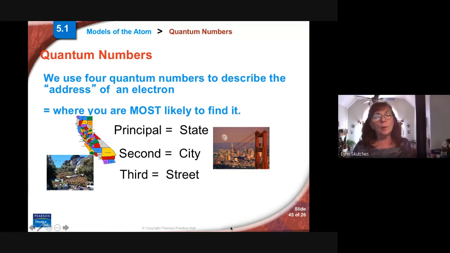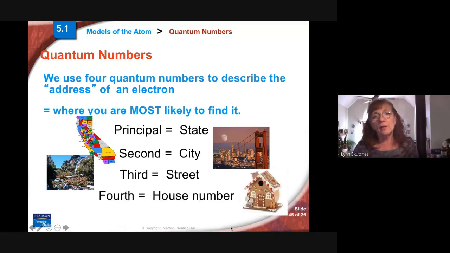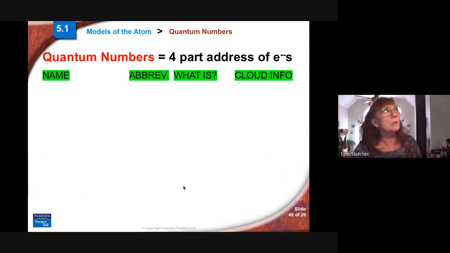The third part of the address is the third quantum number. It would compare to your street. And then the last one would be like your house number. All right. Hang with me. Just to give you an idea, they're just a way to give an address to the electrons in an atom. All right, make 4 columns really quick.